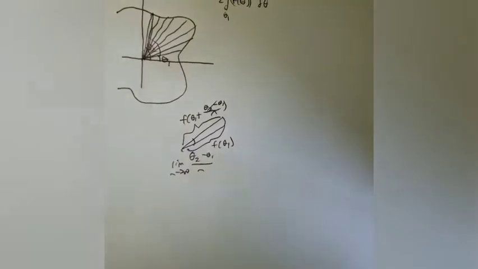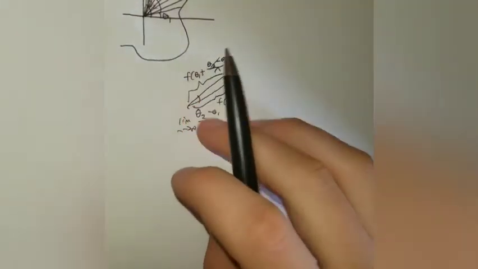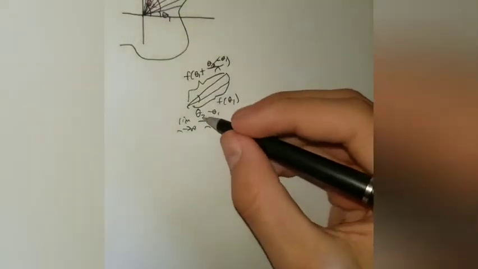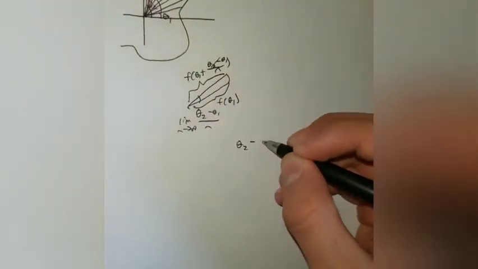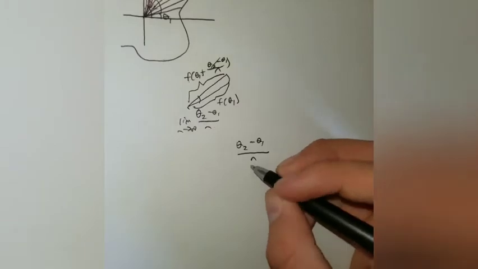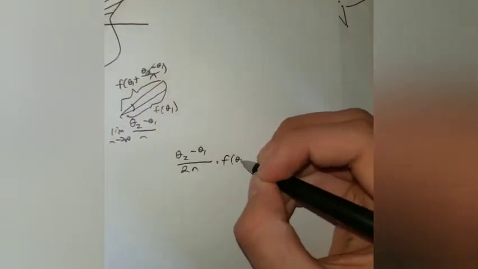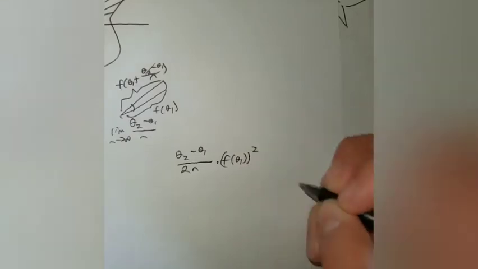So in other words, if it can be treated as an arc of a circle, it has the same area as the arc of a circle. And the formula for the area of a circular sector is the angle over 2 times the radius squared. So the angle in this case is theta 2 minus theta 1 over n divided by 2 times f of theta 1 squared.